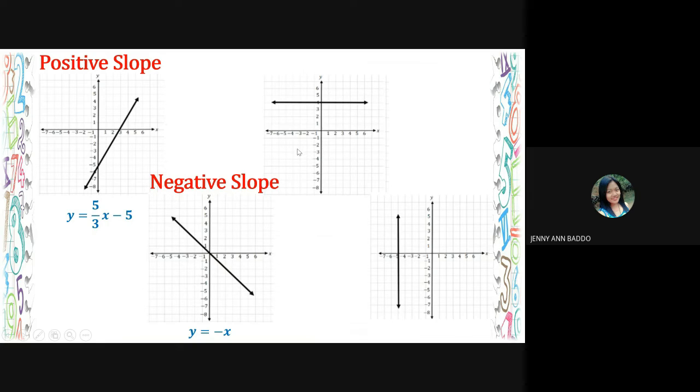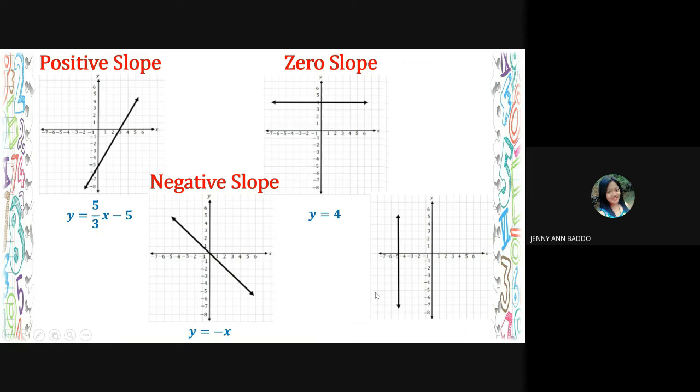Now for this third graph, we have a horizontal line. If it's a horizontal line, the slope is 0 because it has no rise, and whatever is the run, we have 0 divided by any number, that is 0. So the equation is y equals 4.